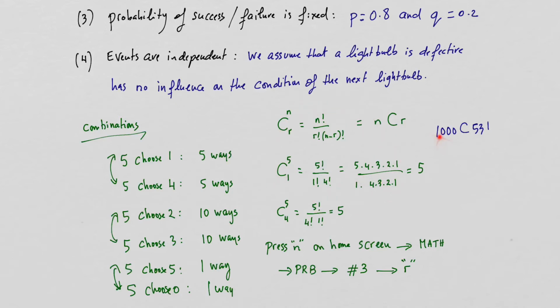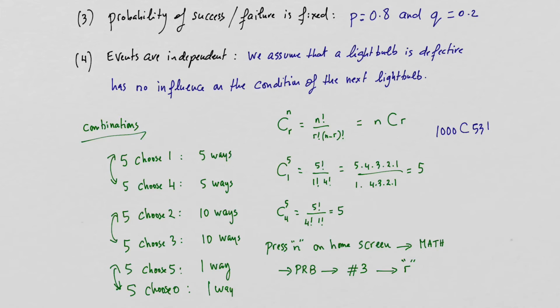But if you just go to your home screen, write 1,000, then go to math, then PRB, then click on number 3, which inserts C for you, and then write 531 and enter, you will know how many ways you can combine 531 out of 1,000. In how many ways can I have 531 friends out of 1,000? Okay, it's a huge number.